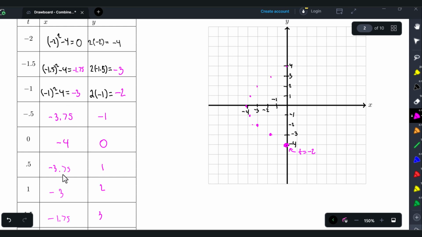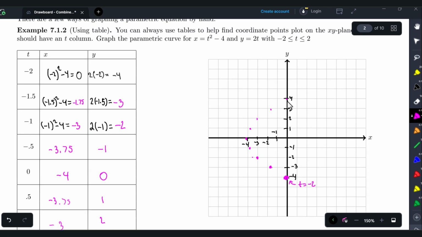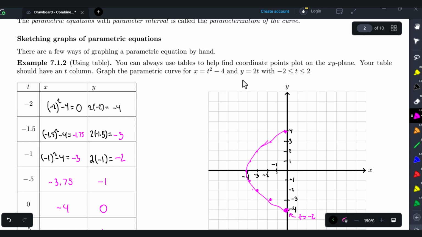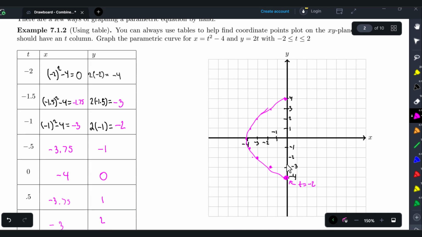I've filled in the rest of the points here by using the coordinate equations to calculate them, and I plotted the points over here. The thing to notice is that the coordinate equations are continuous functions. So I should probably connect these dots with a continuous curve as best I can. And this looks like a parabola turned on its side.